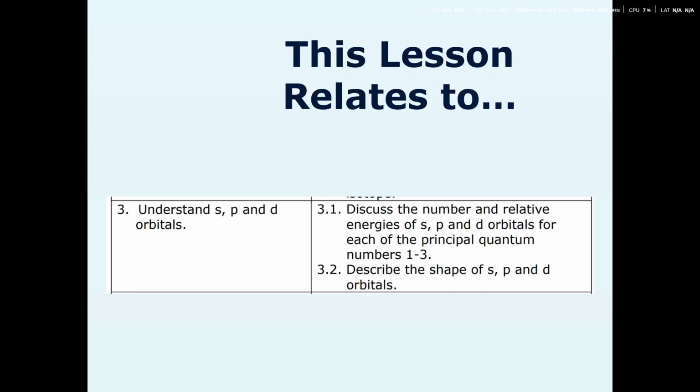This is video 2, PowerPoint 2 of the structure of the atom. In the first video we talked a lot about the main structure of an atom, its distribution of mass and charge, as well as isotopes and stability of said isotopes. This video is going to focus a lot more around the electrons, especially as we begin to cover 3.1 and 3.2, which is all about SPD notation and the shapes of these orbitals.